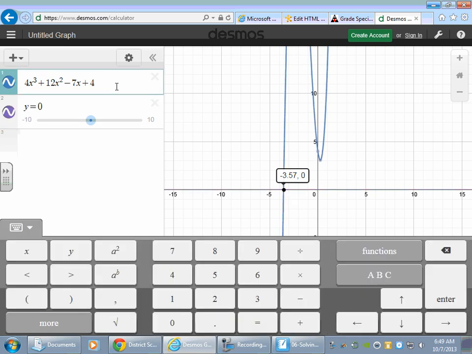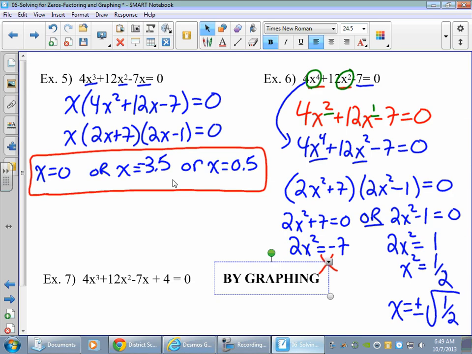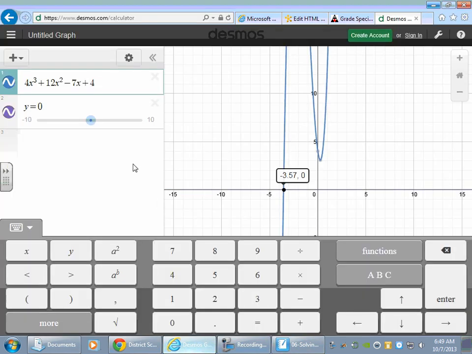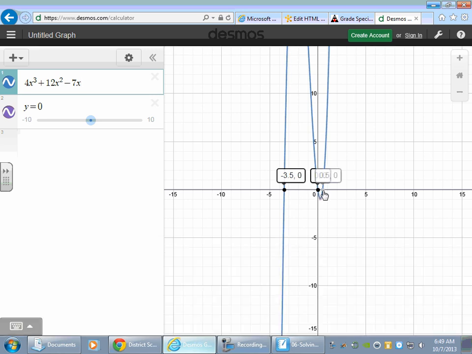Just to show, if you wanted to go back and say, well, what about this one? Am I sure this is right? Of course, you can just graph it as well. Take out the plus 4, and that's the equation that I factored a minute ago. There's my negative 3.5, there's my 0, and there's my 0.5.